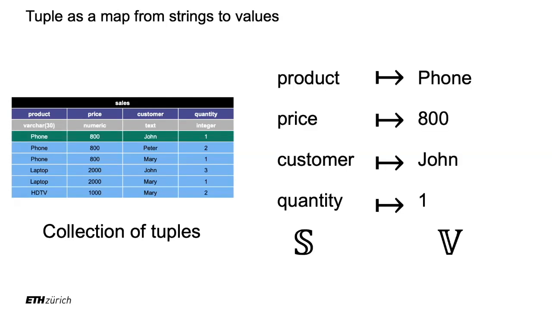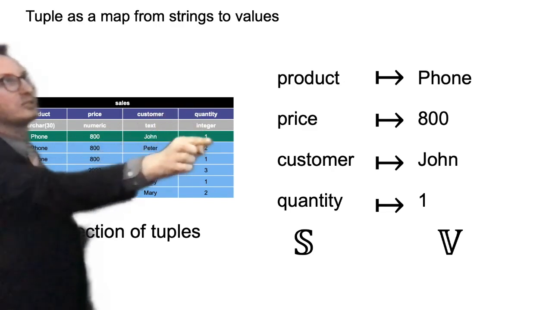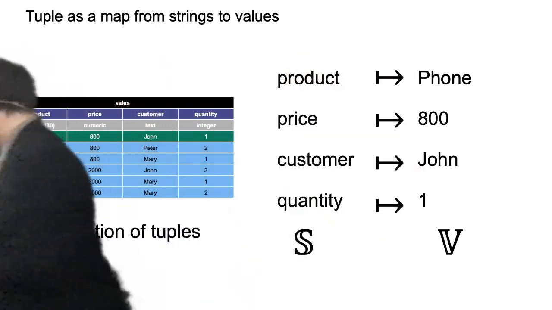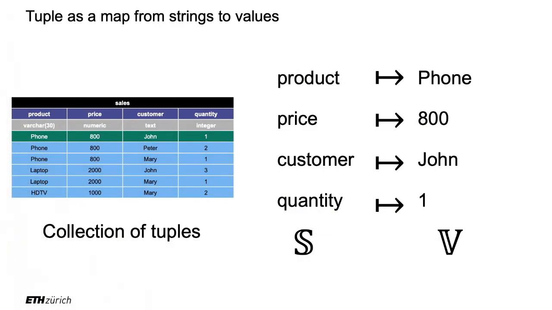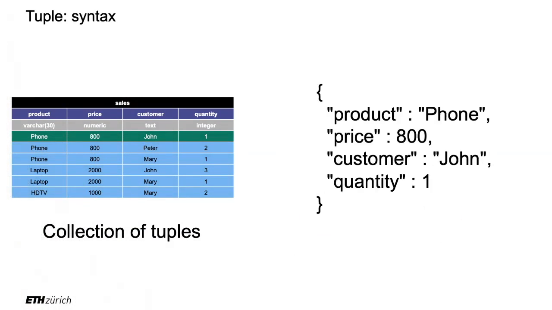And now what I want to show you, I already said in the first week, is that if you look at one row of that table, it's technically mapping strings to values, right? In this row, you map product to phone, you map price to 800, you map customer to John, and you map quantity to 1. It's just a map from the attribute names to the actual values. Now, this is the same thing, but in a different representation, right? It's the same thing, really. But this is in fact called the JSON syntax. It means JavaScript Object Notation, and this is what we will study today and next week, right?